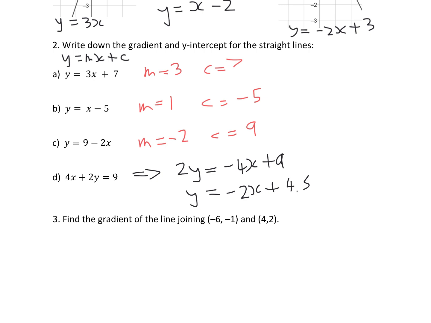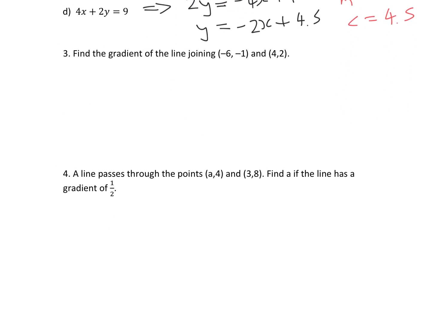Now that it's in that format, we can write down the gradient. It's the number in front of the x, which is minus 2, and the y-intercept is 4.5. Number 3. Find the gradient of the line joining minus 6, minus 1, and 4, 2. If you know your formulas, you can do this without drawing it out, but I think it helps to see what's going on. We've got minus 6, minus 1 is our first point, and then 4, 2 is the second point.